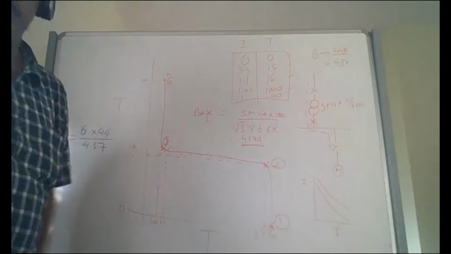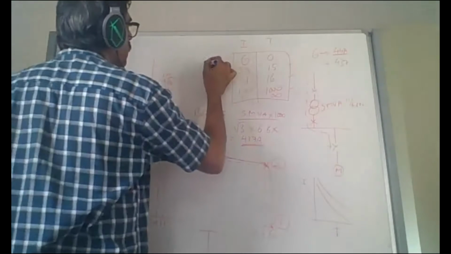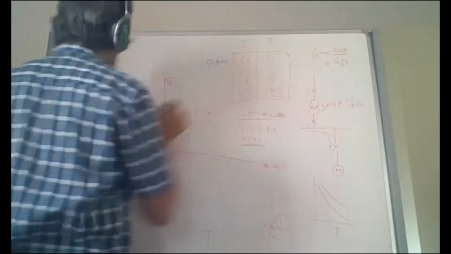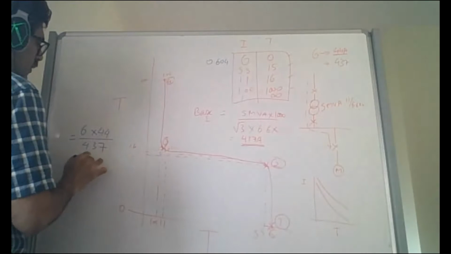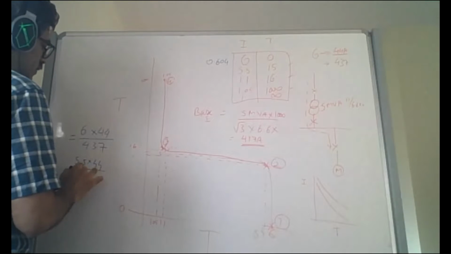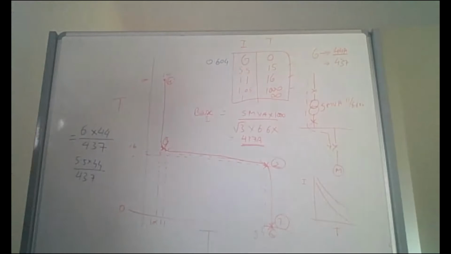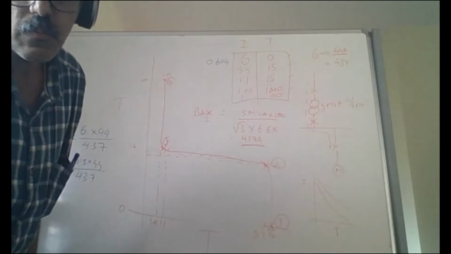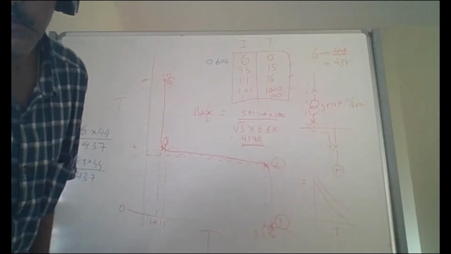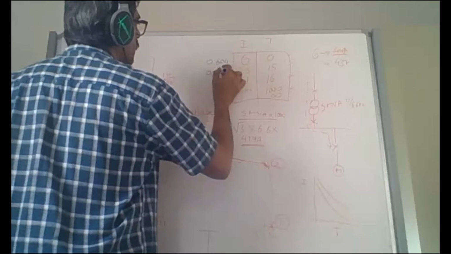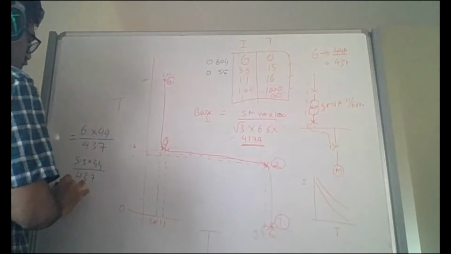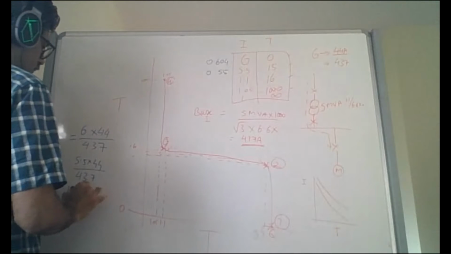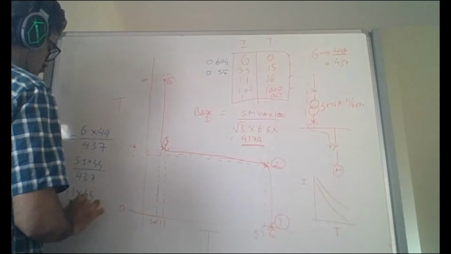0.604, sir. Okay, so this will become 0.604. Similarly, do 5.5 into 44 divided by 437. 0.55. How much? 0.55.